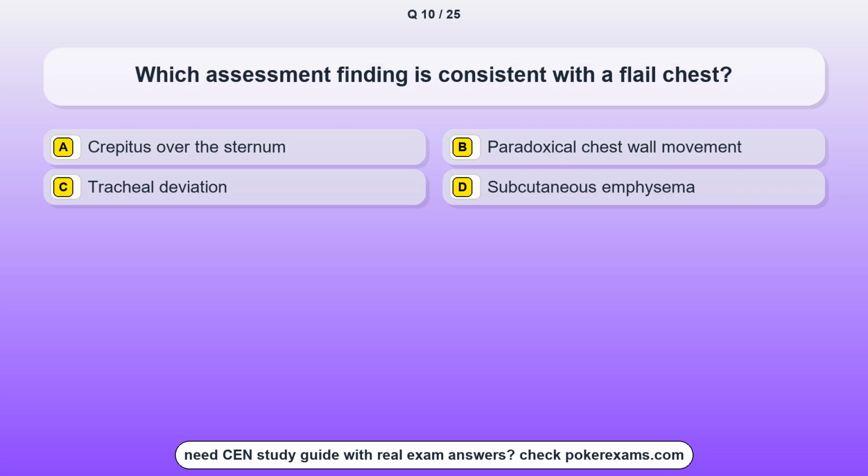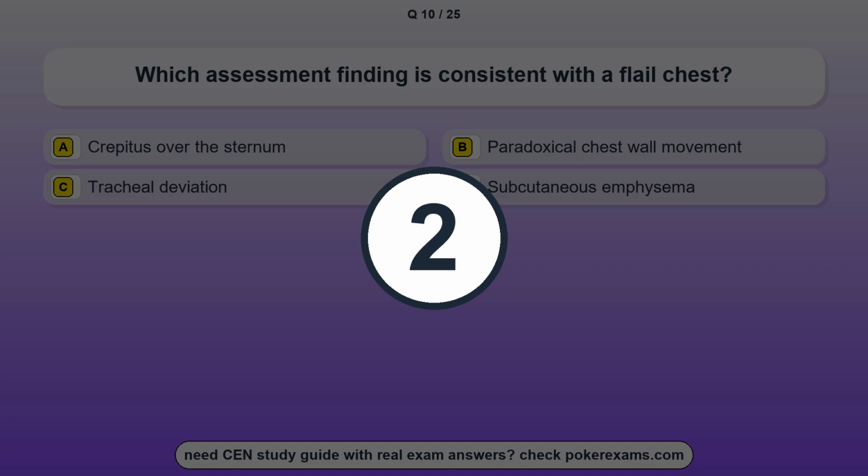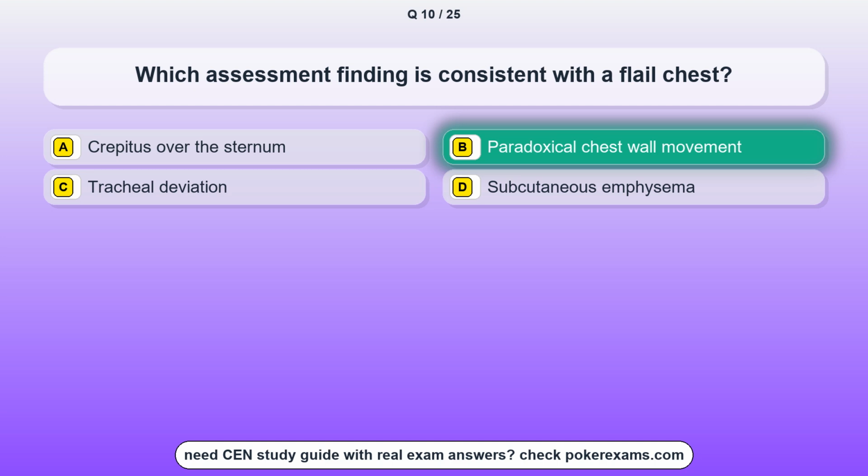Question 10. Which assessment finding is consistent with a flail chest? Option A, crepitus over the sternum. Option B, paradoxical chest wall movement. Option C, tracheal deviation. Option D, subcutaneous emphysema. The correct answer is option B, paradoxical chest wall movement.